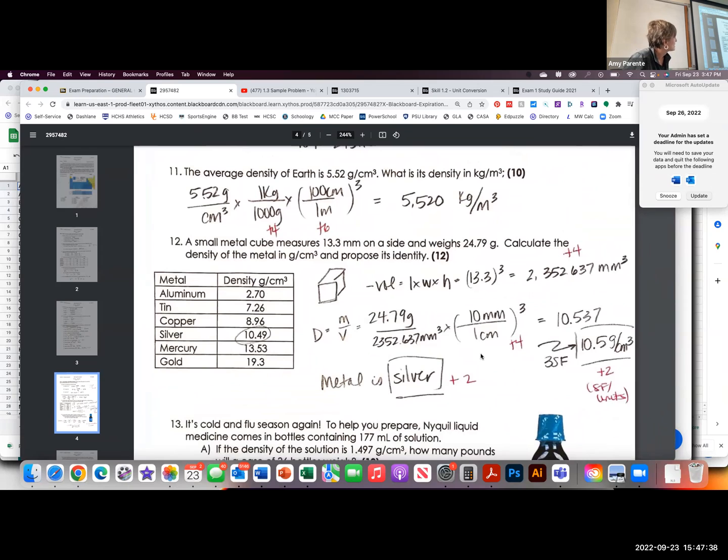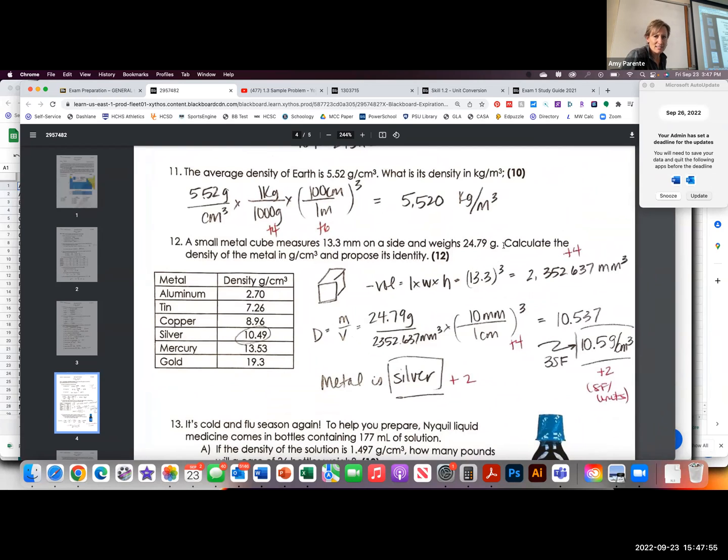where we have a small metal cube. So it's a cube, so we know each side is 13.3 millimeters. We know what the weight is, and we want to calculate density. Okay, so density is a relationship between mass and volume.